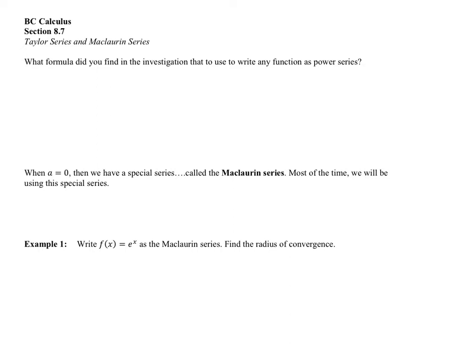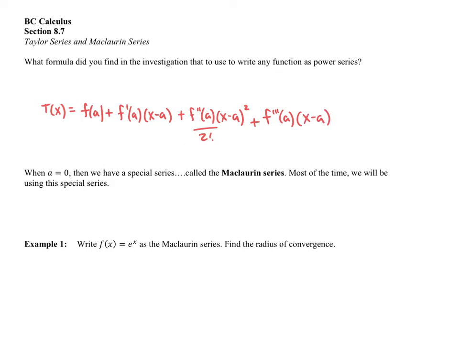From the investigation and the practice up to this point, remember we have a Taylor polynomial centered at a, or in other words, any value, 0 or otherwise, in the form of f of a plus f prime of a multiplied by x minus a to the first plus f double prime of a times x minus a to the second divided by 2 factorial, and so on. And you can start to see the pattern form, and that's what we studied in the investigation.